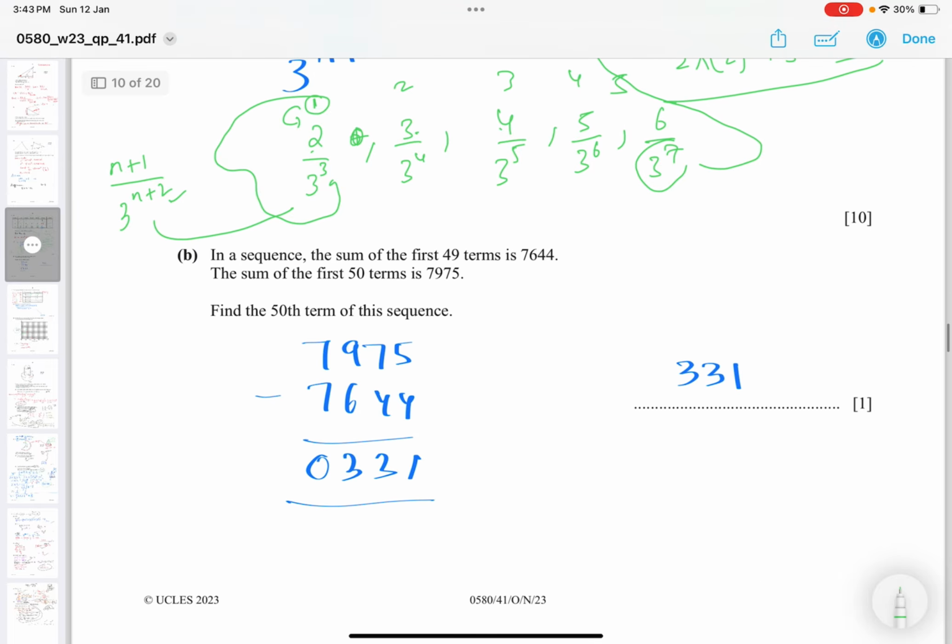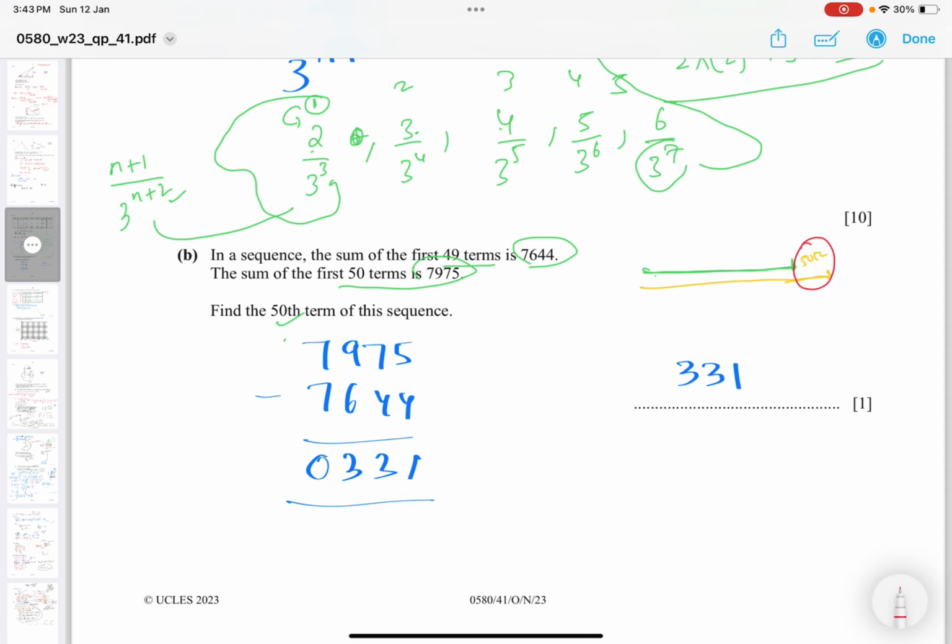The next question is: in a sequence, the sum of the first 49 terms is this. The sum of the first 50 terms is this. How can we find the 50th term? So see, the sum of the first 49 terms is here, and the sum of the first 50 terms is here. How can I find the 50th term? By subtracting them.